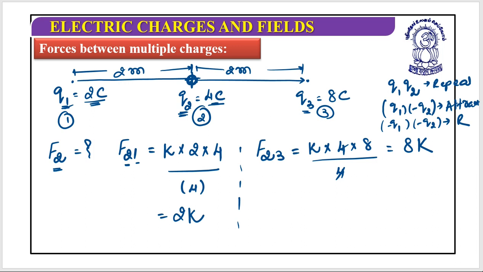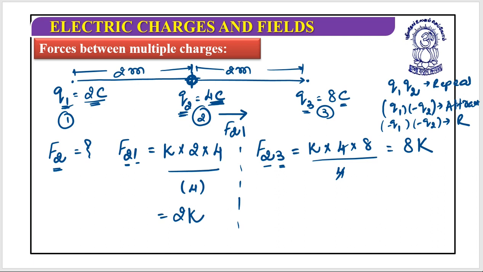So for repulsion on q2, q2 should move in this direction. This is the force on the second due to the first. Now the force on the second due to the third charge. Look at this. This is 4 coulomb, that means positive. This is 8 coulomb, that means again positive. Both are of the same nature. Yes, if they are of the same nature, they will repel each other.